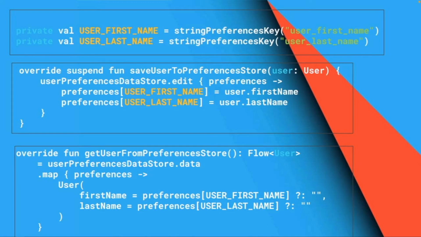Similarly, to read from the preference data store, there is a data store data property that exposes each of the values corresponding to the key it was defined with through a Kotlin flow.